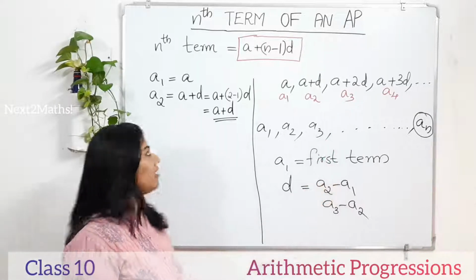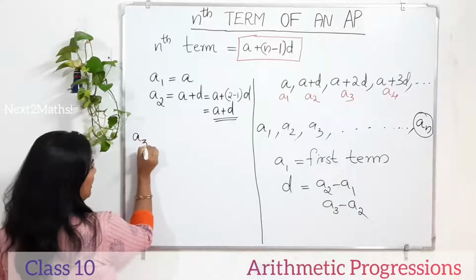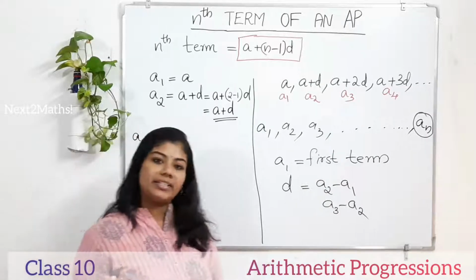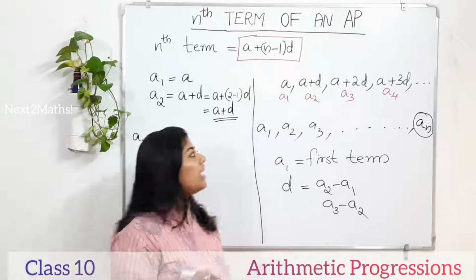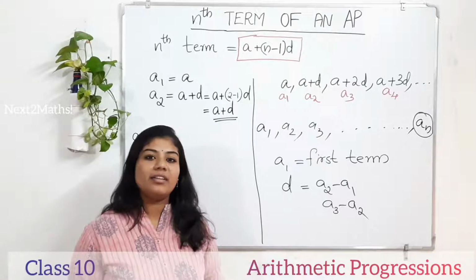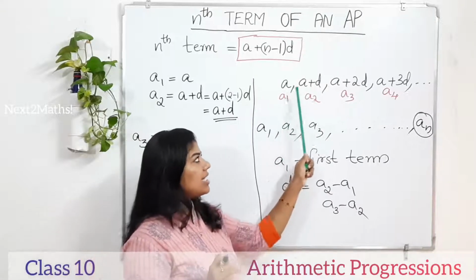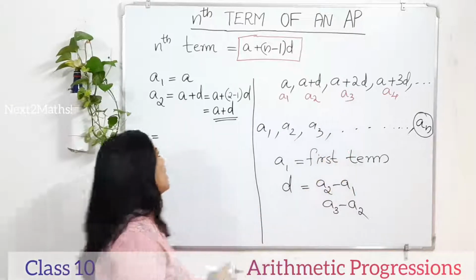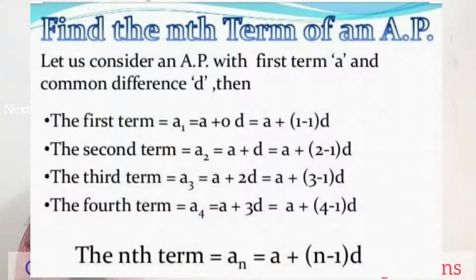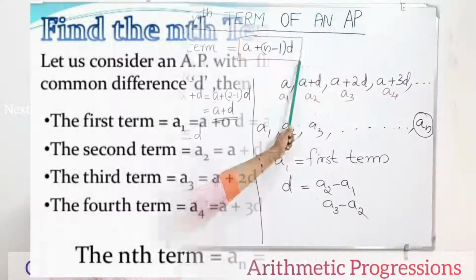Let's check with A3 now. All of you listen carefully. Each term we are writing with respect to this nth term equation. What is the general form of A3? Here the first term is A, the second term is A plus D, and the third term's general form is A plus 2D. So if you want to write the third term, you can write it as A3 or A plus 2D, or we can write it with respect to this equation.